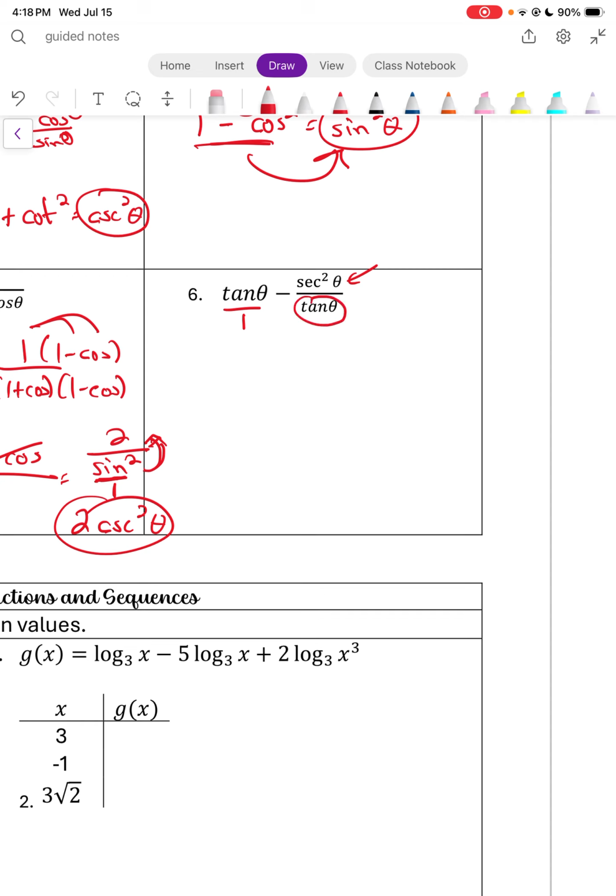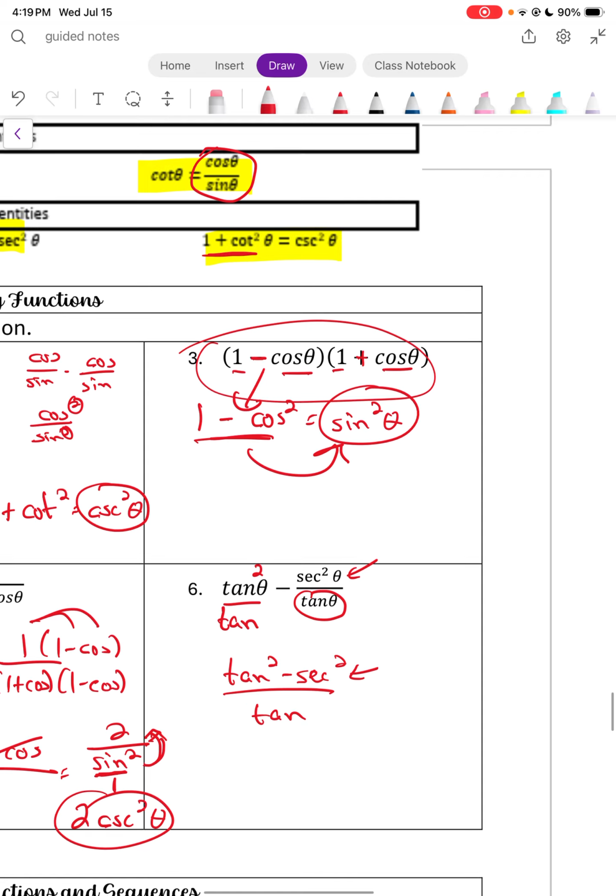Tangent is my only bottom, so I need to make this a tangent as well. So I'm going to multiply bottom by tangent. And when I multiply top by tangent, it becomes tangent squared. I now have tan squared minus secant squared all over tan. Tan squared minus secant squared, you've got lots of squareds there.